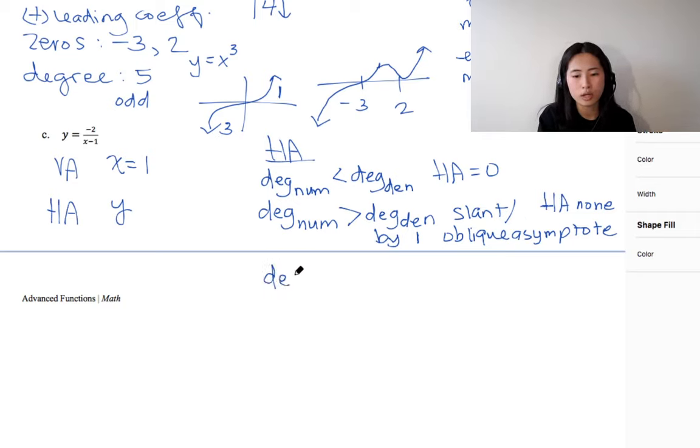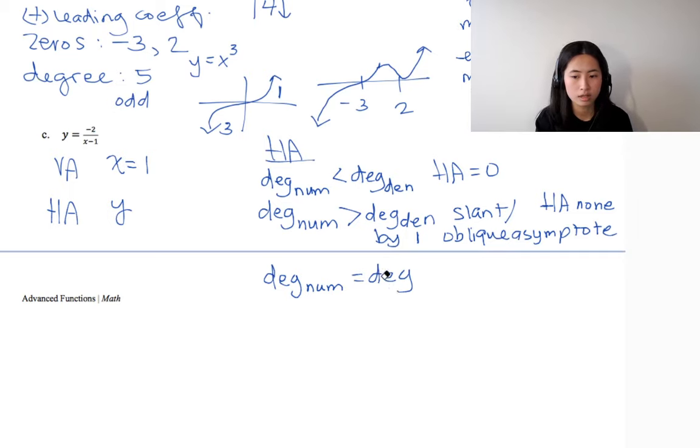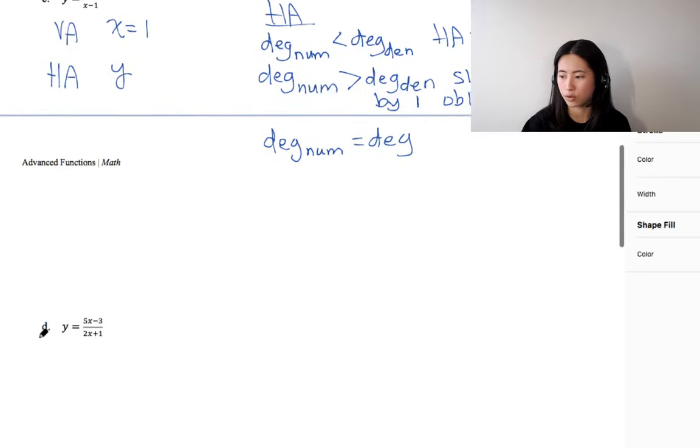And if it's equal, so the degree of your numerator is equal to the degree of your denominator, which we're going to look at for the next question, which we can see here at the bottom. You can see that the degree of your numerator is 1, the degree of your denominator is 1, and they're equal to one another. You need to look at your end behavior.